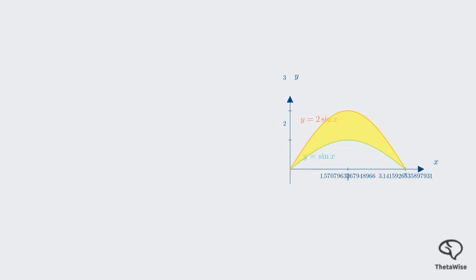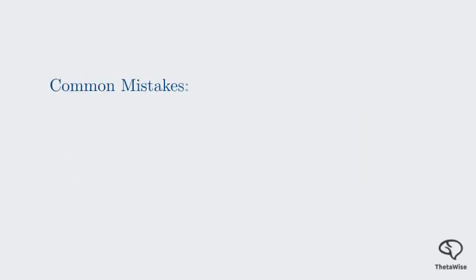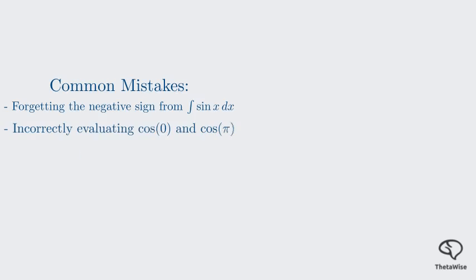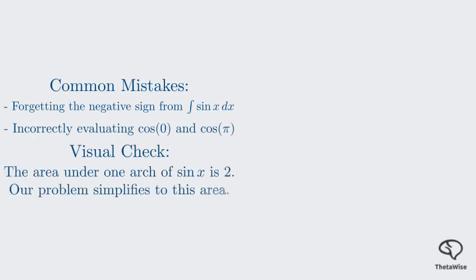A common mistake here would be to forget the negative sign from integrating sin x, or to evaluate cos 0 and cos pi incorrectly. A quick visual check confirms our answer. The area under a single arch of sin x is 2. We're effectively finding the area under 2 sin x and subtracting the area under sin x, which leaves the area under one arch of sin x.